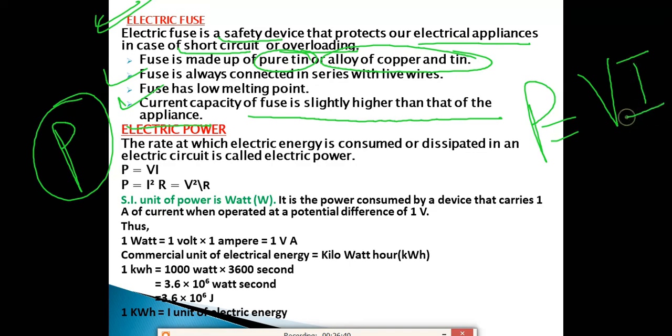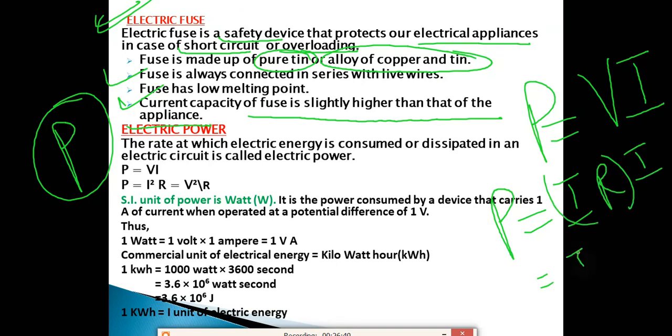Potential difference into current. Again we can write P is, in place of V we can write IR, and again I is there. So I into I will become I square R. Or you can write P is equal to V square by R also. SI unit of power is what? Remember this one.